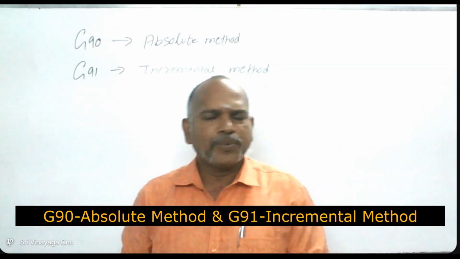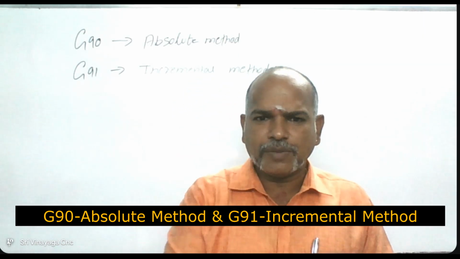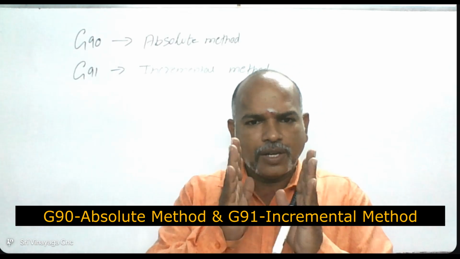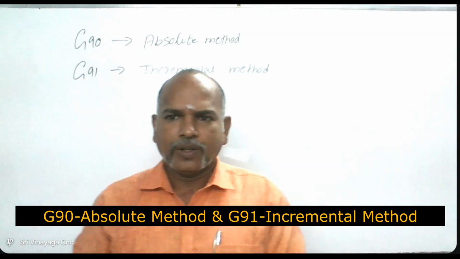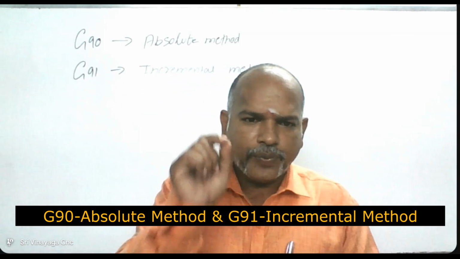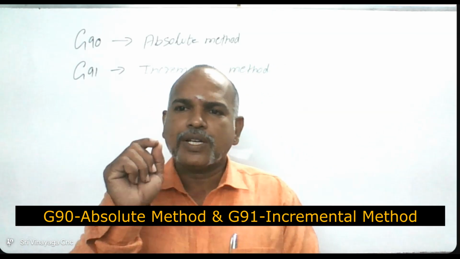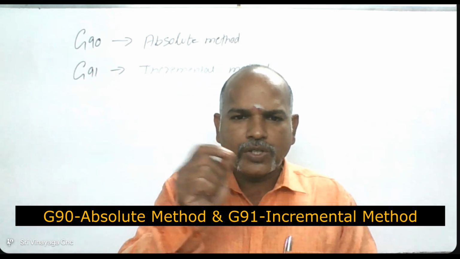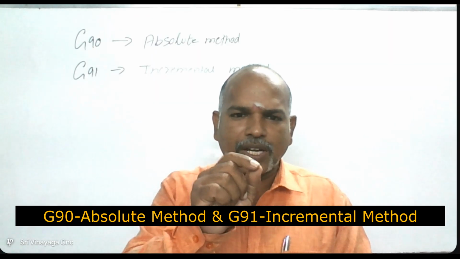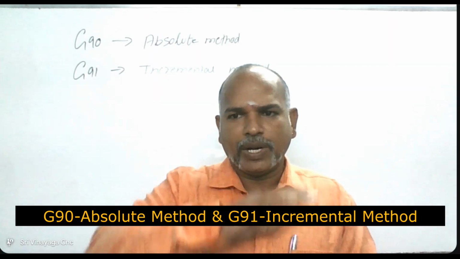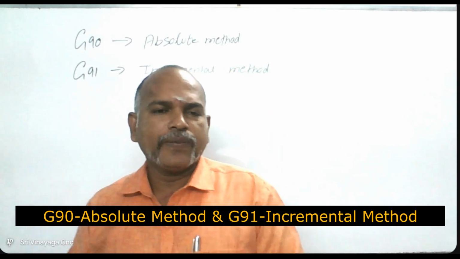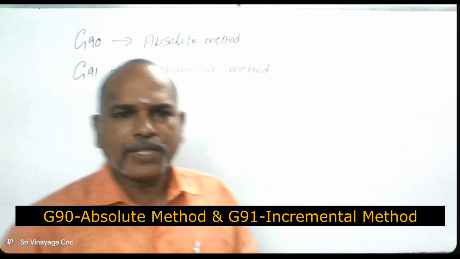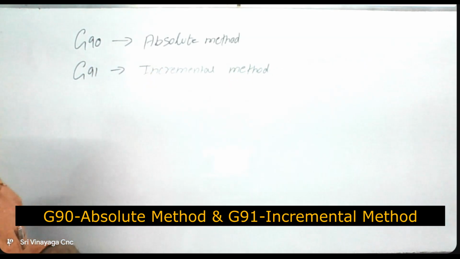Technically, for the CNC machine, the absolute method means a standard, constant origin point. The origin point will be fixed at one place. In the incremental method, the origin point will be changed each and every time according to the tool movement. This is the difference between the absolute method and the incremental method. First, we will see the absolute method.